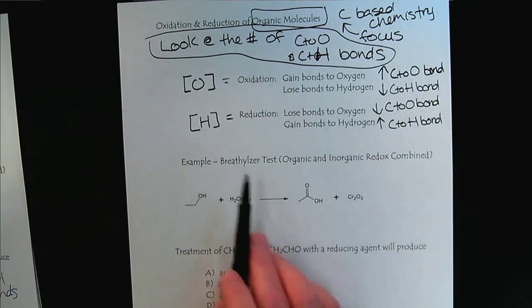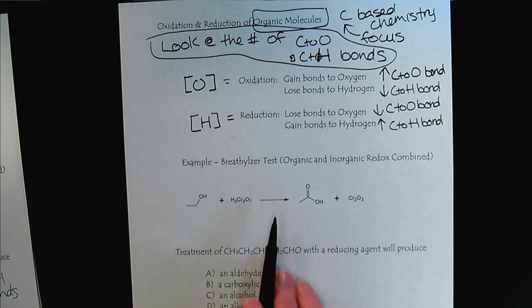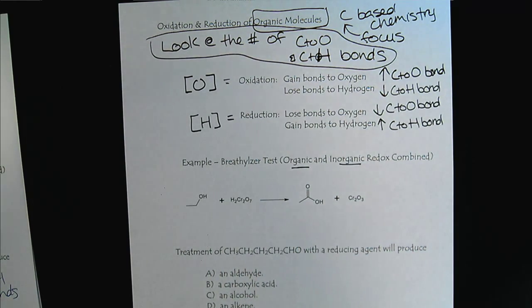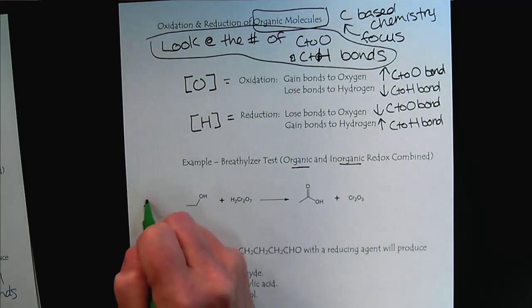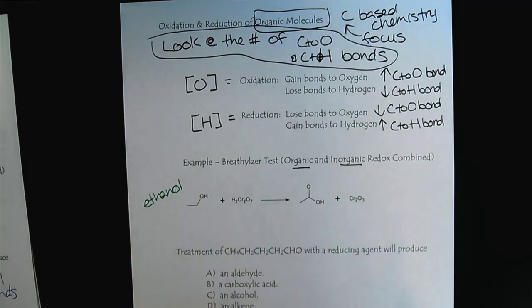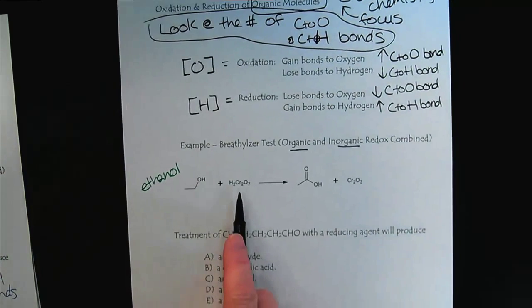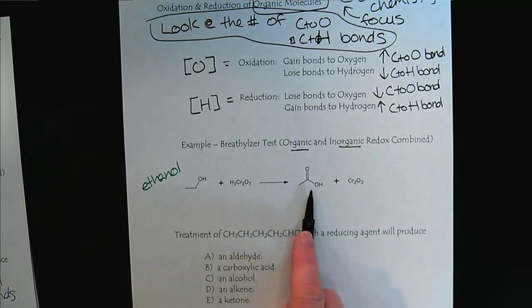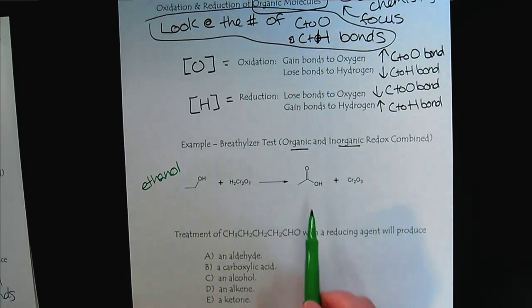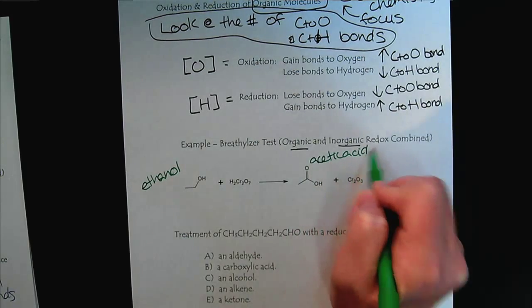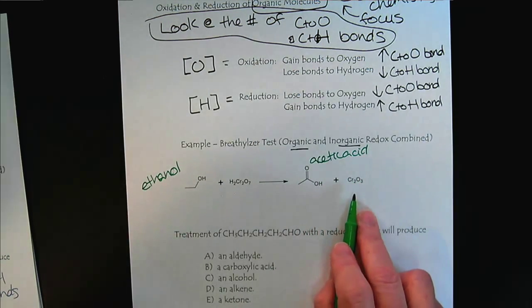One example here is a breathalyzer test, and this will show us why we need to understand both organic and inorganic redox. Here we have, of course, ethanol, the chemical in alcoholic beverages that gives us a buzz. Then here we have some chromic acid, and here we have acetic acid, and we have an alternate form of chromium. I don't want to try to give it away.